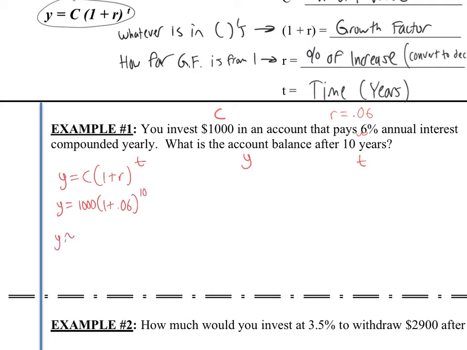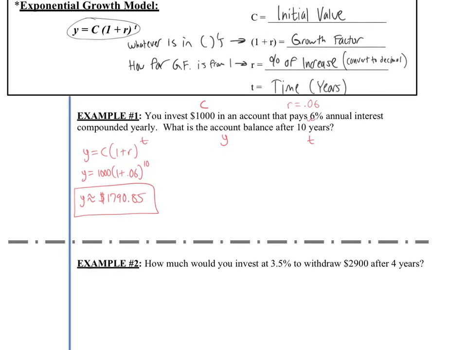So y is going to be approximately, when we plugged it into our calculator, make sure you ask me to show you how to do that in class. But basically, you're going to plug it into your calculator exactly like it looks, and you're going to use parentheses and exponents. So you should get approximately $1,790.85. So that is going to be after 10 years, you should have that amount in your account. Okay? So it's literally just plugging into the formula and then using your calculator.